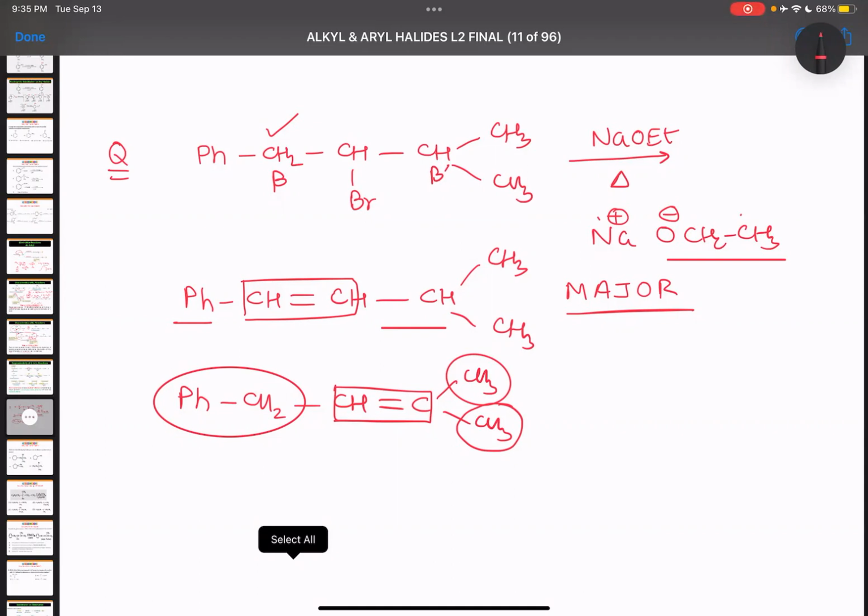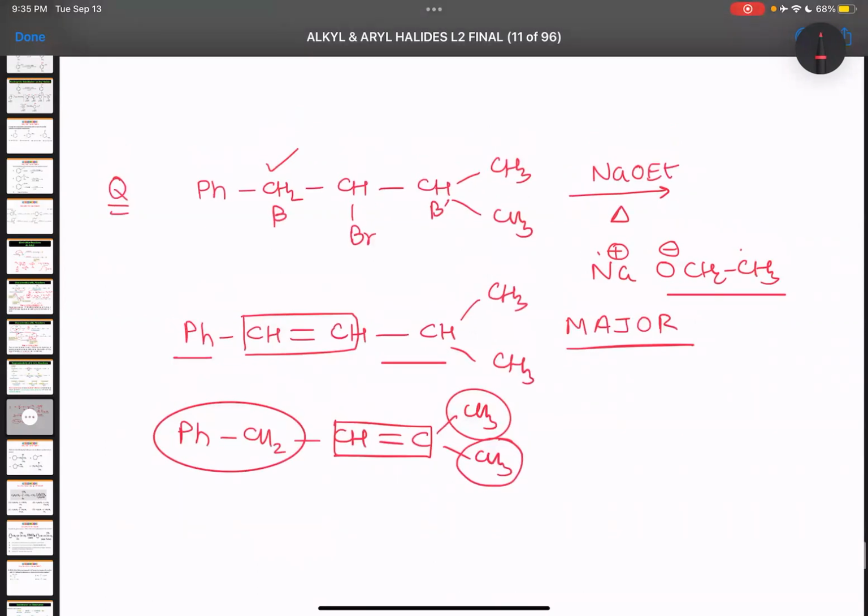It is just a superficial statement, and most of the time it is true. I have given this example just to make you understand this. It is just a superficial statement that the more branched alkene is more stable. That is true for most of the cases. The more the number of alkyl groups, the more stable the alkene is going to be. Is it clear?